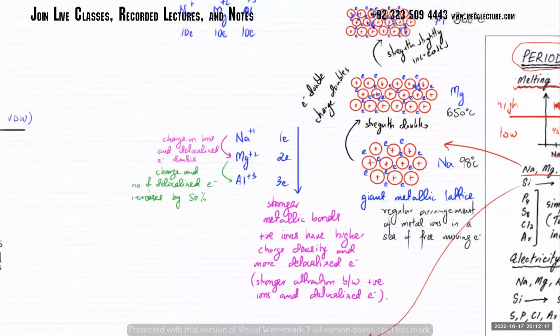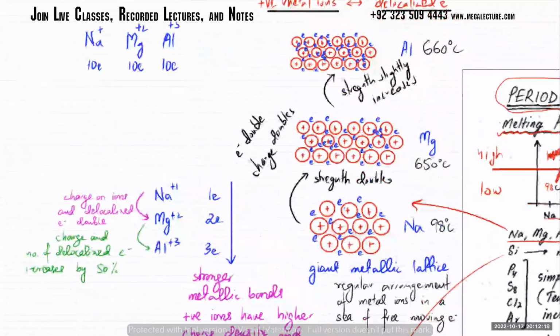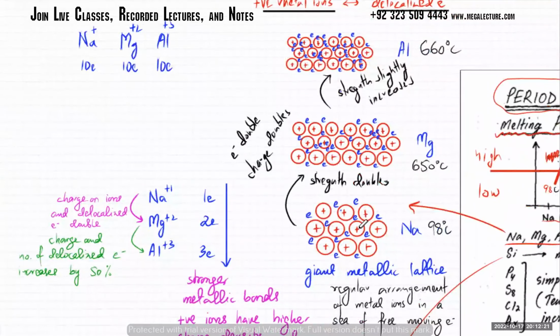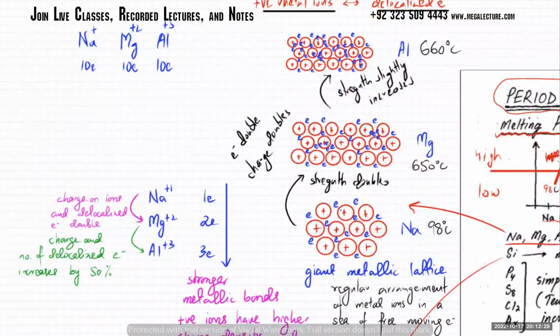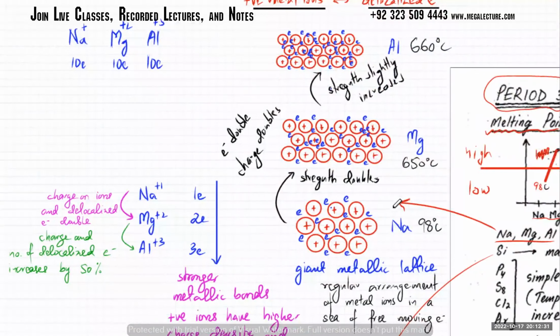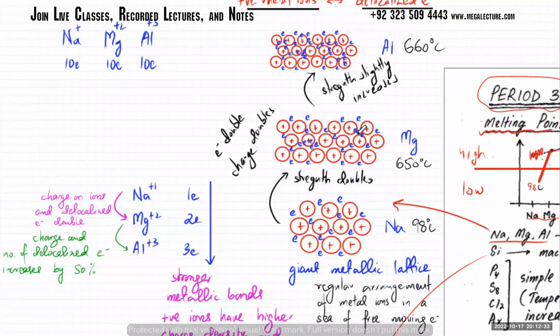Then you might also get a question about this, and that is why is the melting point from sodium to magnesium... Why is there such a big difference? Why is there a much smaller difference between magnesium and aluminium? And the reason is that when you go from sodium to magnesium, the strength doubles because the number of delocalized electrons double, and the charge on the ion also doubles. You had a +1 charge in sodium, and you've got a +2 charge in magnesium.